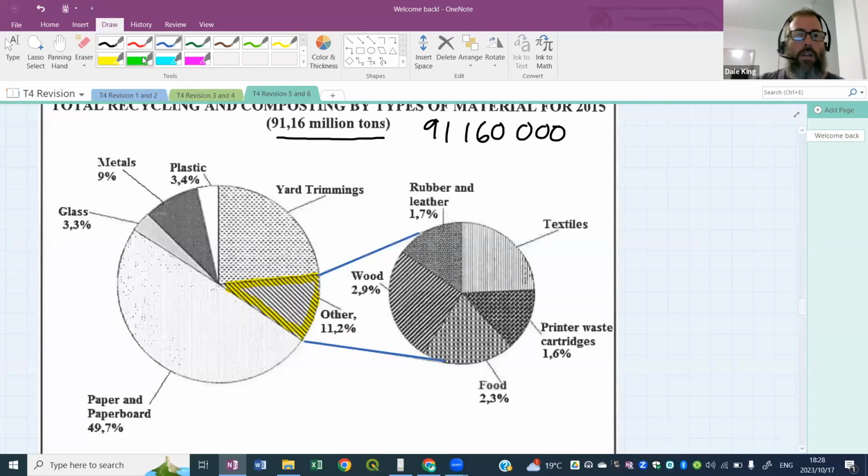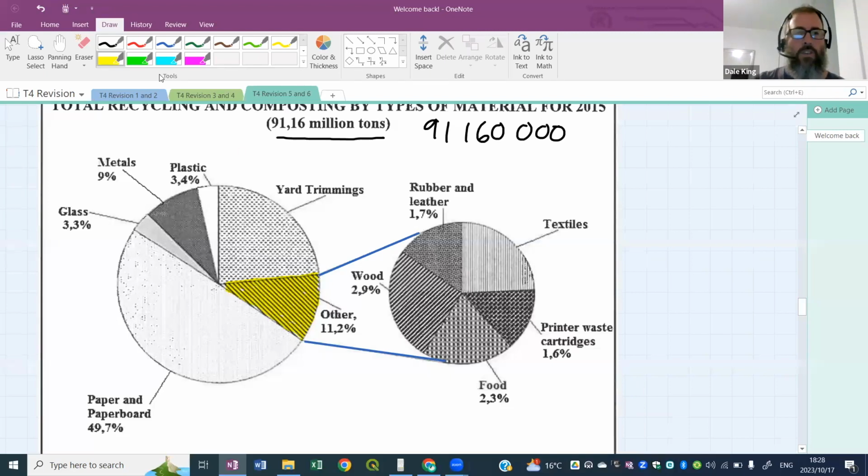So what that means is this yellow sector or piece of the pie can be represented by the pie on the right-hand side. That yellow piece is made up of lots of little other things, which include rubber and leather, textiles, printer waste, cartridges, food, and wood. They just haven't been written into the main pie. They've been shown in another little separate pie, but this pie on the right-hand side belongs to the yellow sector there. I hope you guys can see that and understand that.